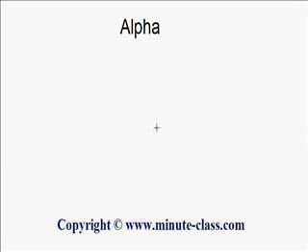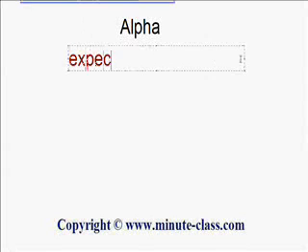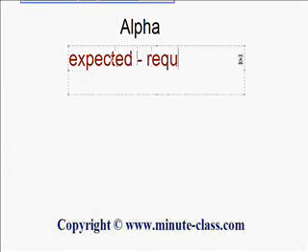Now we will discuss the concept of alpha. Alpha is a measure of the difference between the expected return and the required return. So this is expected minus the required. So what is the required return? Required return is the theoretical return.